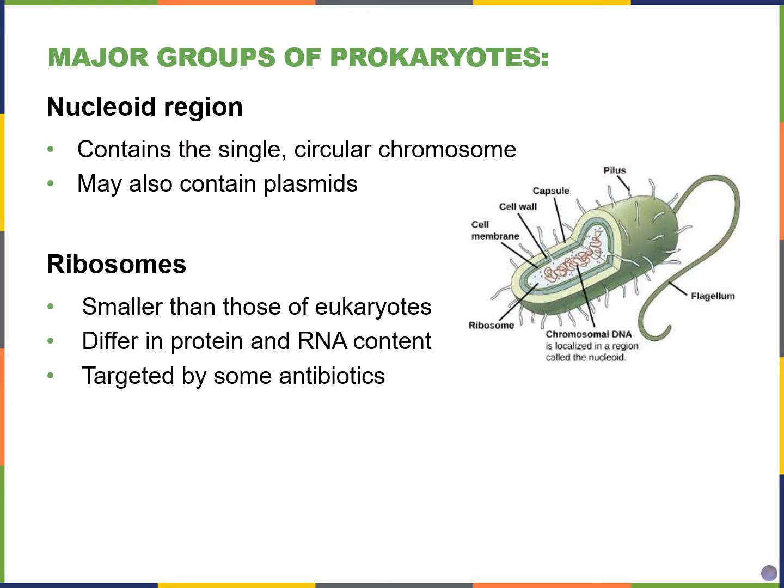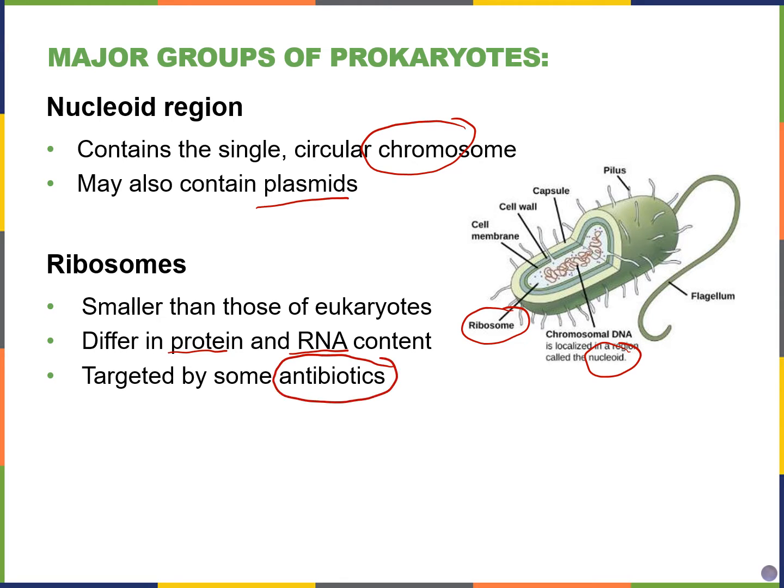Continuing on, remember our nucleoid is the region where we're going to find our main chromosome. In this area, sometimes we also find extrachromosomal DNA, those small circular plasmids. We also have ribosomes in the cytoplasm. These are different from eukaryotes because they are composed of different RNA and protein complexes.